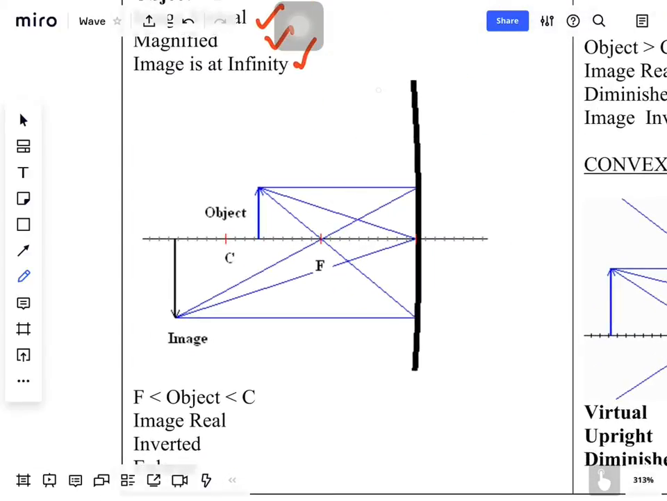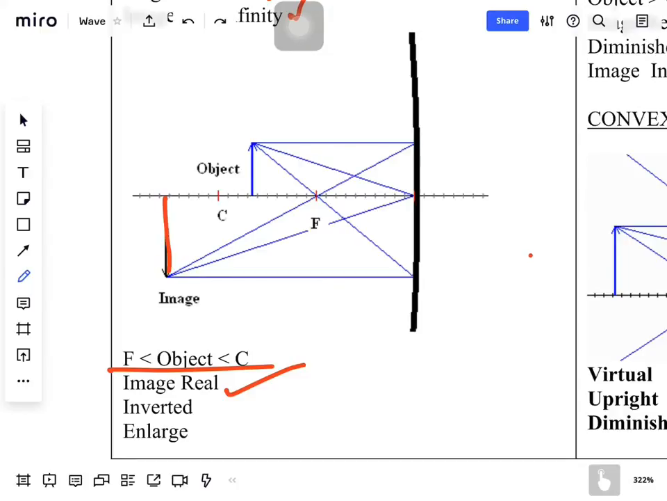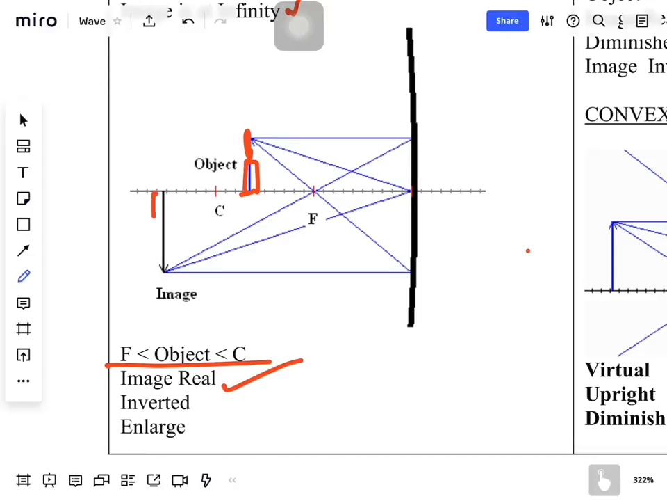And if you place the object at a position of F, the focal point, and less than 2F or less than C, the C stands for the center, then you can see the condition: the image is a real image. The image is inverted, you can look at the sign, inverted. And as well, the image is enlarged. So if you have, let's say, a candle over here, what happens is the image formed is a larger candle, and it's always in the inverted position.